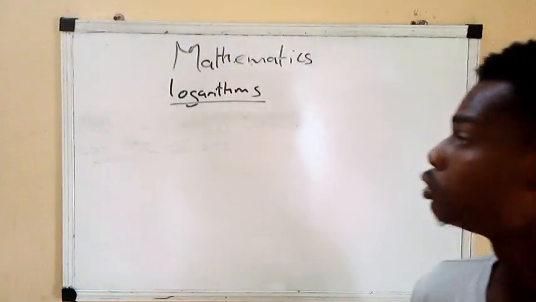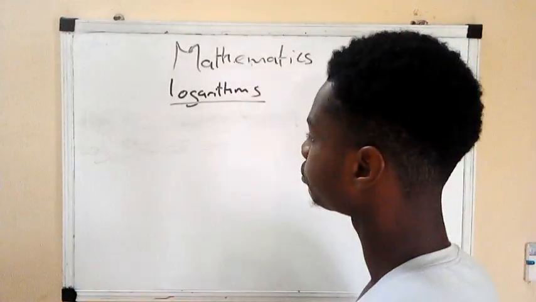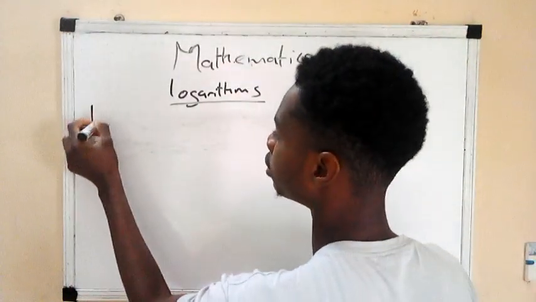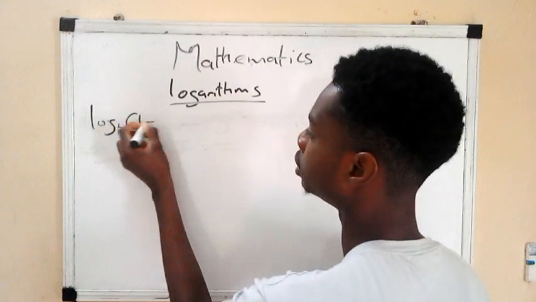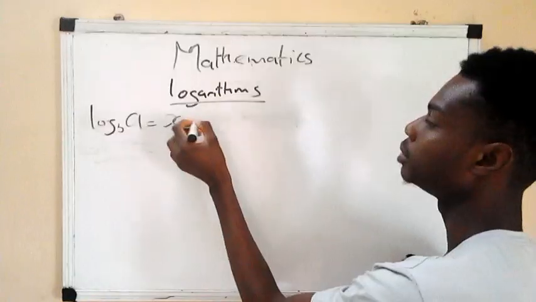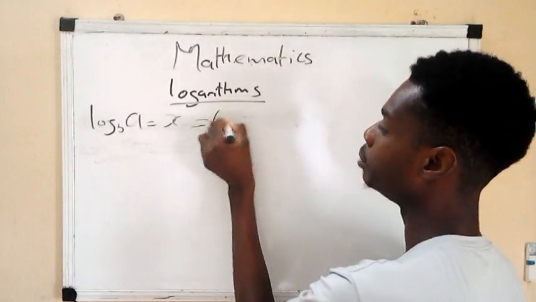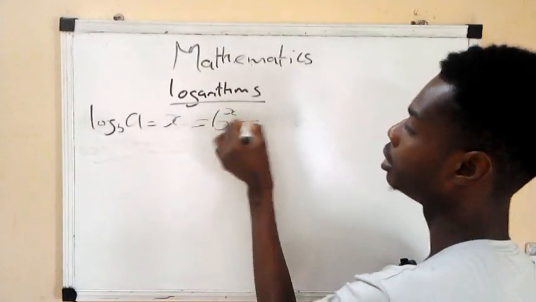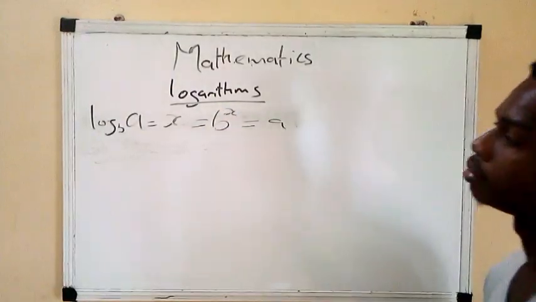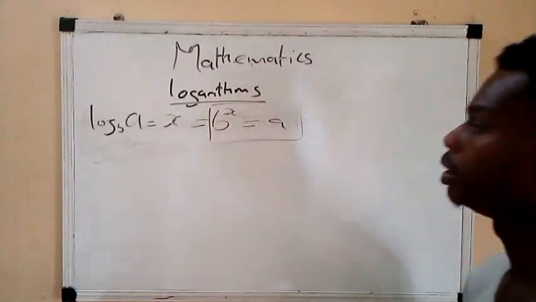I'll be taking logarithms. So now let me start from this. Let me say I have something like this: log a base b is equal to x. It's the same thing as saying I have a base b raised to the power x equals a. Are you getting me here now? The same thing as this.